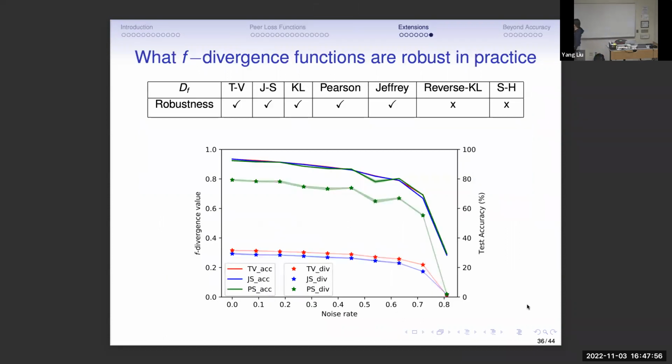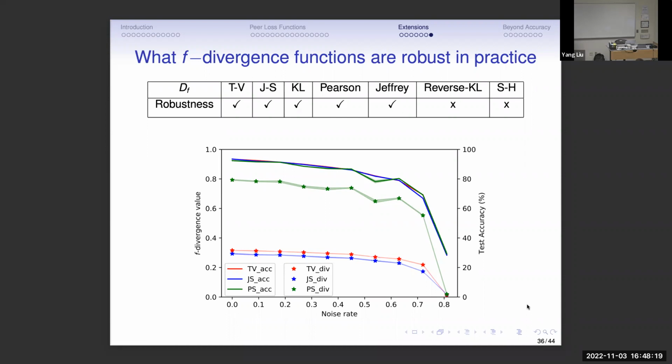This is a list. We checked both theoretically and empirically. Total variation checked. Jensen-Shannon, KL, Pearson, Jeffreys. These are good ones. Reverse KL is not robust. It failed the test. The last one is squared Hellinger. That one also failed the test. So some f-divergences are not as robust as others.